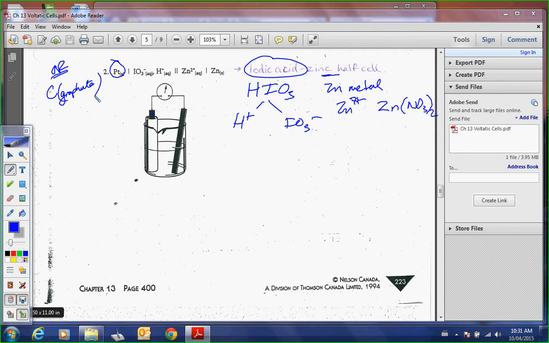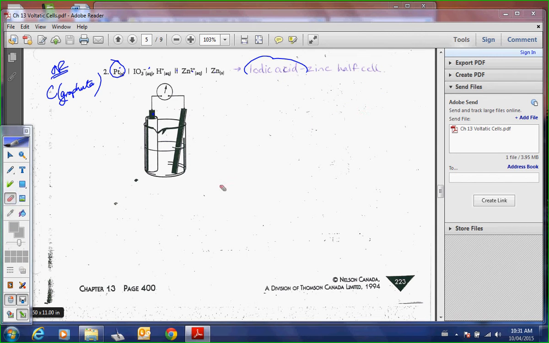Okay, so you pick one of those two. And remembering it goes metal, solution, double bond, solution, metal. So that's why you write the cell notation for that one. Are you okay with that? We're going to practice a few of those today. Okay, so let's just get rid of this so I've got some room on the board.